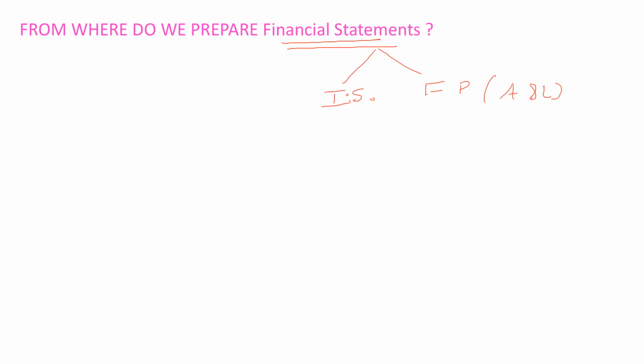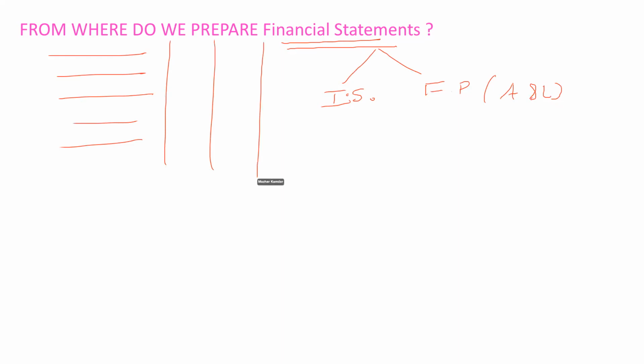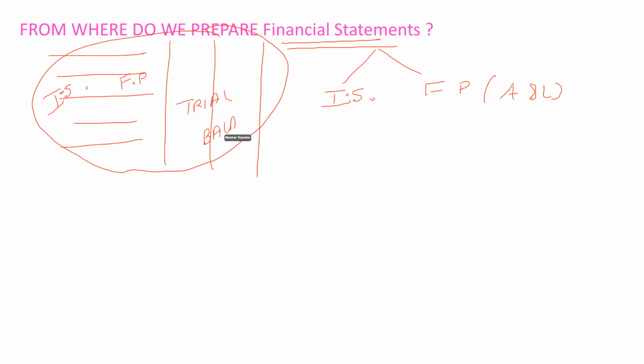We have a list of balances that is given to us. From that, we would decide what would go to the income statement and what would go to the statement of financial position. This list of balances has a special name. It is called the trial balance.